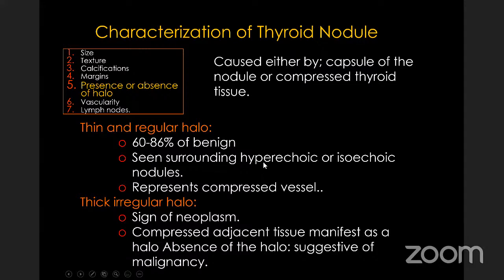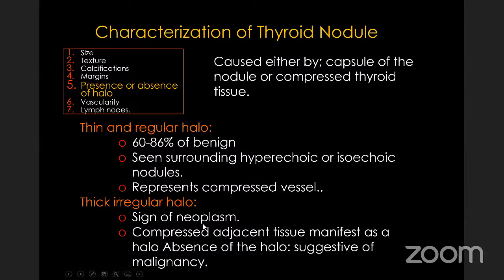The halo is caused either by the capsule of the nodule or by the adjacent compressed thyroid tissue. It might be a thin or thick halo. A thin and regular halo is seen in 60 to 86% of benign nodules and is usually seen surrounding hyperechoic or isoechoic nodules. It represents compressed vessels. But a thick irregular halo is a sign of neoplasm. It's believed that the nodule is compressing adjacent tissue, and because of the lazy nature of thyroid cancer, this tissue manifests itself as a halo surrounding the carcinoma.